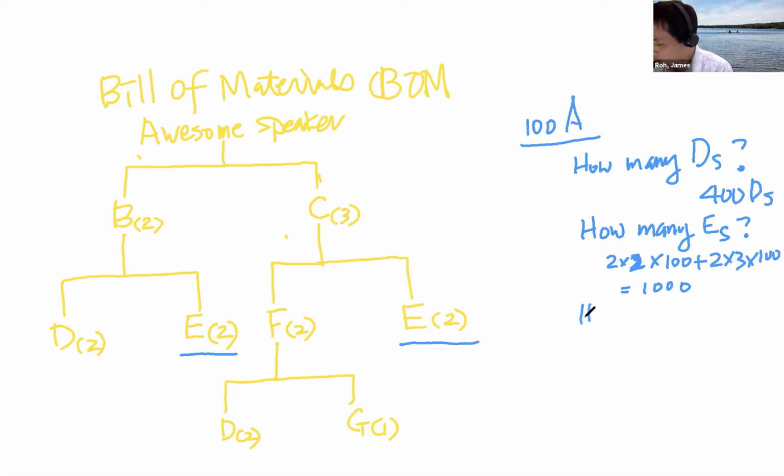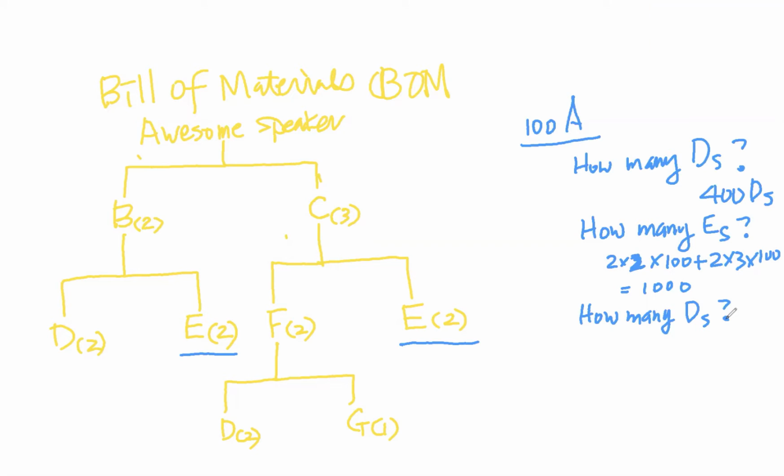So now, similar question. How many D's do you need to make 100 awesome speakers? Actually, 1,600 is the correct answer. Who was it? Can you please explain it to us?